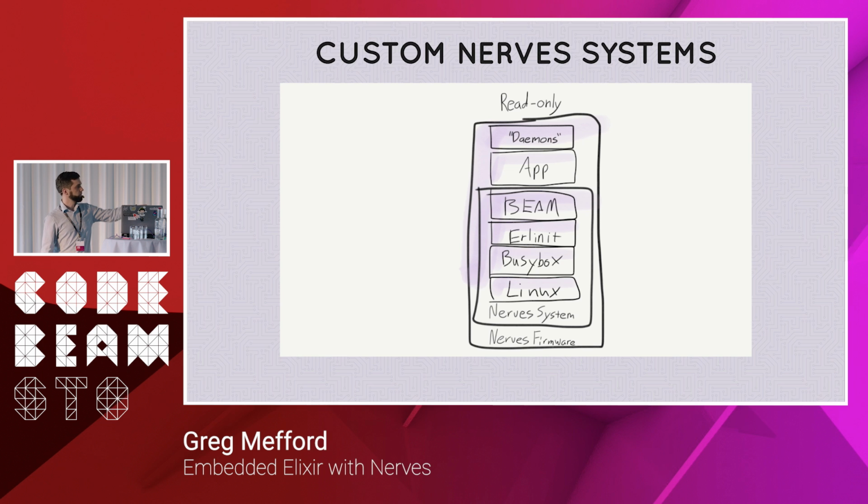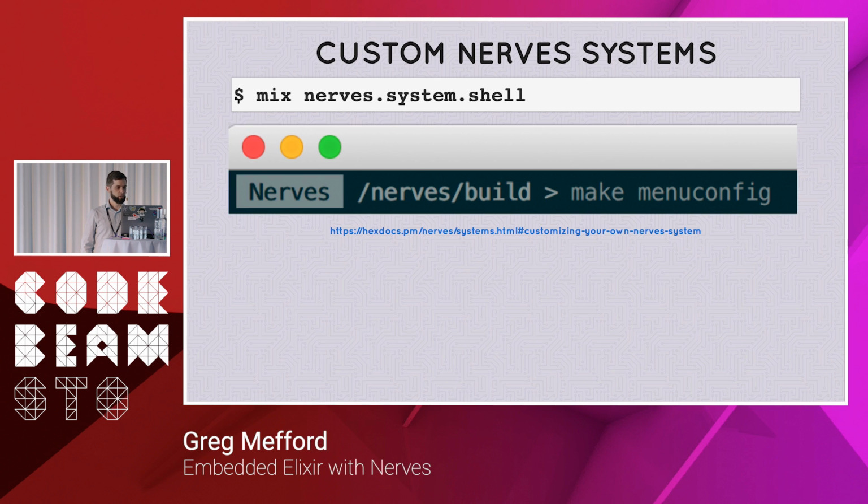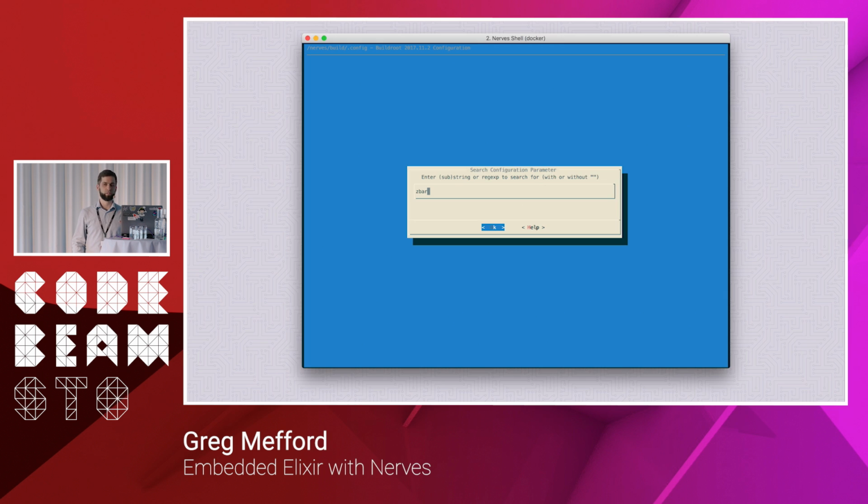Just stepping back, remember that the Nerves firmware includes the Nerves system and then your application. I want to talk for a second about custom Nerves systems. We have tooling here and documentation about how you can run this mix nerves.system.shell command that puts you into a Docker container so that you can build a custom system using the Linux Buildroot tools. You have to be running Linux to do this, so that's why we run it in Docker if you're on a Mac or Windows or some other platform.